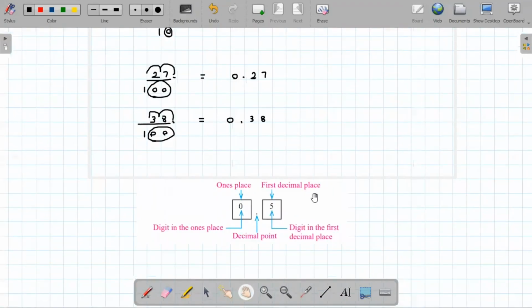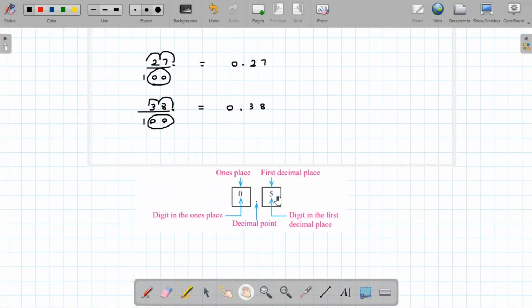So we will take 0.5. The decimal point is here. You can see that. Then the whole number is from the left side of the decimal point, and the decimal part is to the right side of the decimal point, right? So here is the ones place, and the digit in the ones place is 0. The first decimal place is here, and the digit in the first decimal place is 5, right?